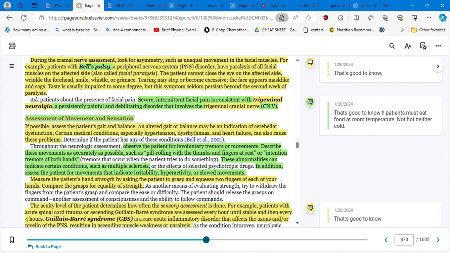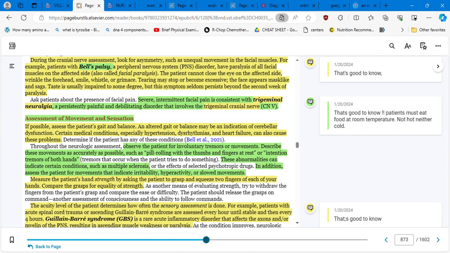So we need to educate the patients on different therapies to reduce the pain, right? And for example, if they need to eat, the best scenario is to get them to eat food at room temperature. So that's going to decrease the pain. If they eat hot food or very cold, the pain is going to be worse.